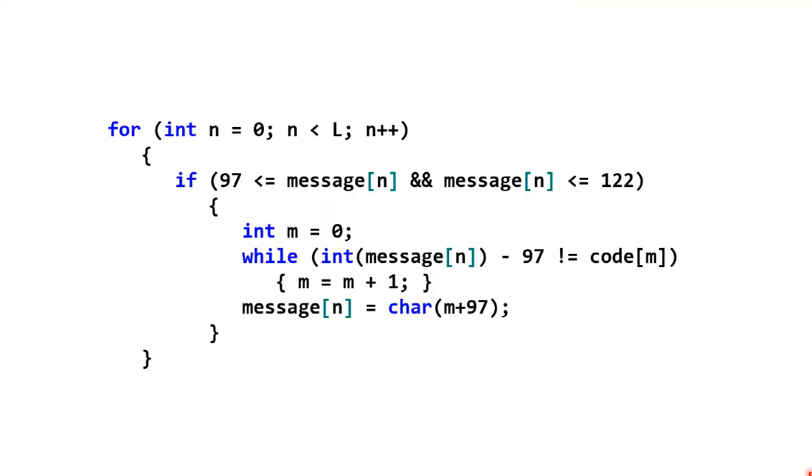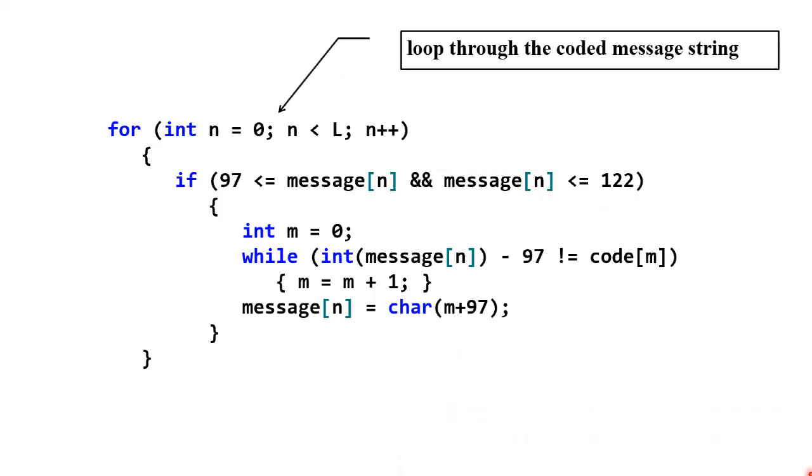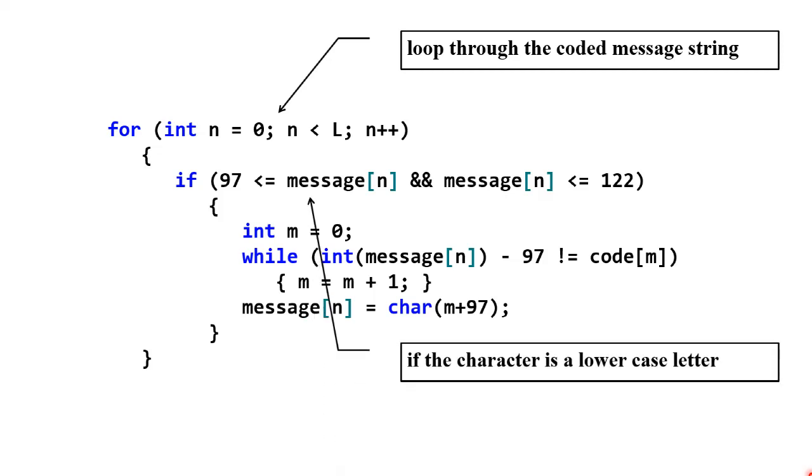Here is a bit of code that is intended to do just that. Again, loop through the coded message string, setting up a for loop. N is the index number for the for loop. It's also the index number for the coded message string array. And then you have to determine if the character is a lowercase letter, using the same criteria as before: greater than or equal to 97 and less than or equal to 122.